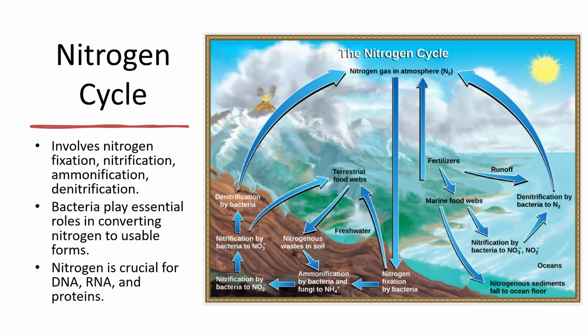Nitrogen is essential for building DNA, RNA, and proteins, but most organisms can't use atmospheric nitrogen directly. Bacteria in soil and water convert nitrogen into forms plants can use through processes like nitrogen fixation, nitrification, ammonification, and denitrification.